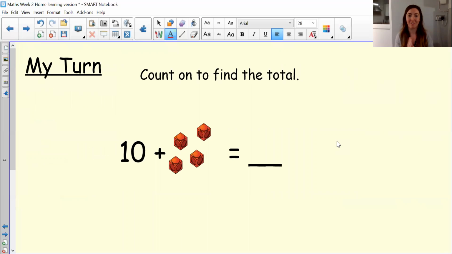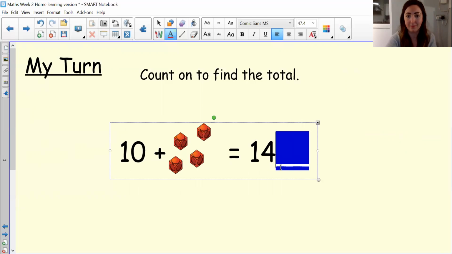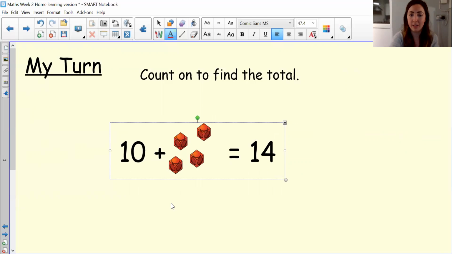Okay, so my turn first. Count on to find the total. So we're starting with the number 10 and we're adding 1, 2, 3, 4 cubes. So what do I need to do? I need to start with 10, keep 10 in my head, and then we can count on from 10. 11, 12, 13, 14. So the total is 14. 10 add 4 equals 14.